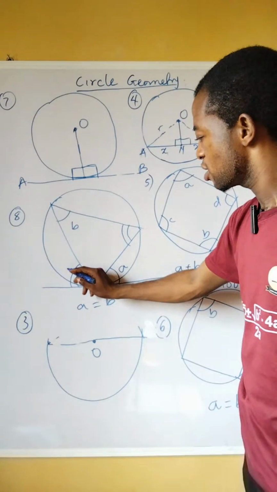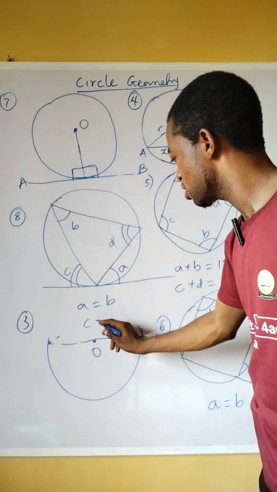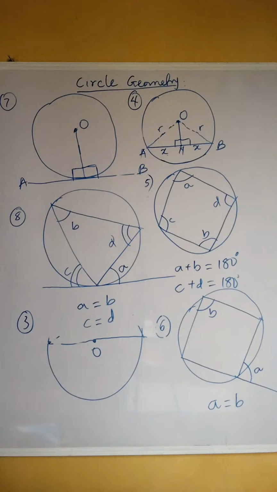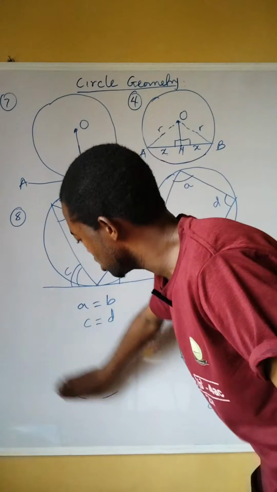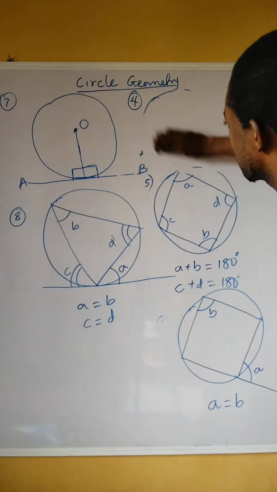So if this is C, this is D. What it's also saying is that angle C is equal to angle D. So we have that also on tangent theorem. It's very important for us to master all these theorems so that we can easily solve problems related to circles.